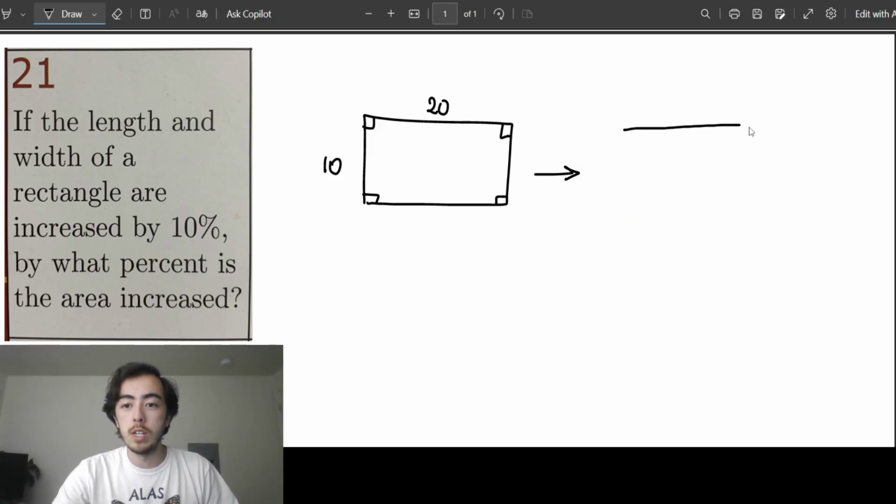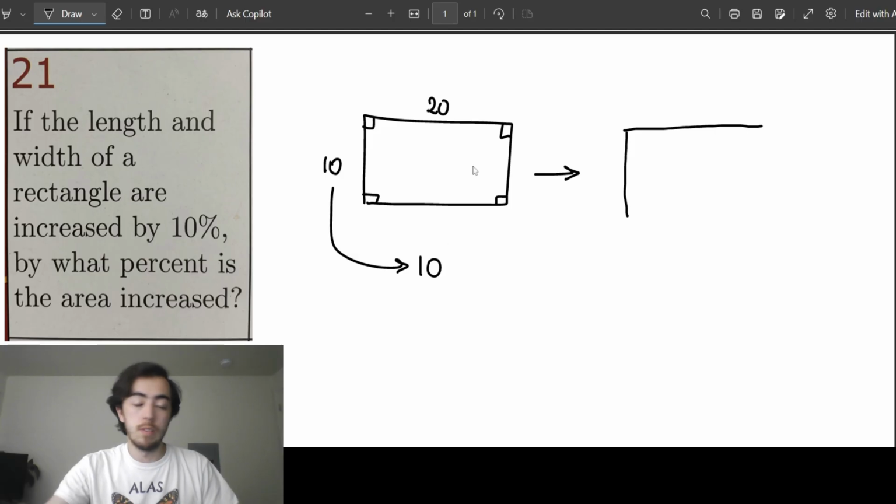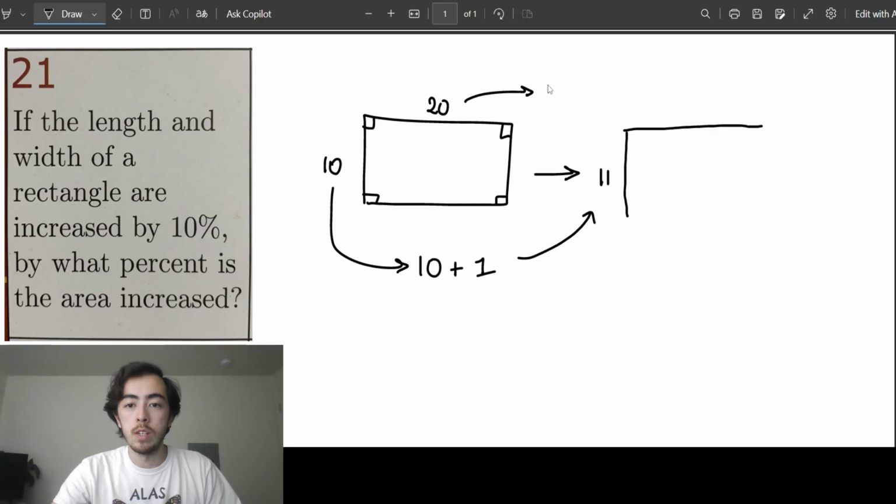To increase something by 10%, you need to find 10% of that length and then add it on to the original. So for this 10, I would take the value 10, and then add on 10% of 10, which is just 1. And then we would get an 11 right here. And then likewise for the 20, we would get a 10% increase by adding on a 2. And then we would get 22 right there for our larger rectangle.